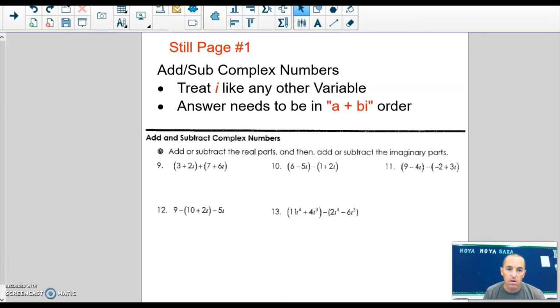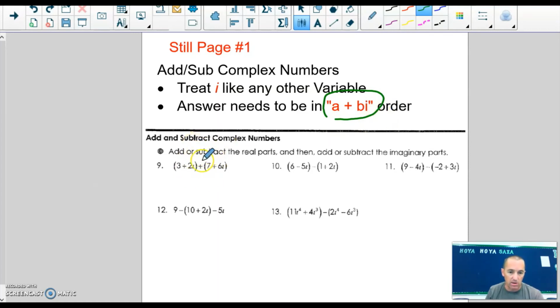Okay, the final thing we need to get done today is adding and subtracting complex numbers. Adding and subtracting is treated just like any other algebraic adding and subtracting that you've ever done. We're going to treat the i like any other variable. When we're done with the problem, it needs to be in the order a plus bi. A is the real part and bi becomes the imaginary part. Notice the i that's hanging out there with the b.